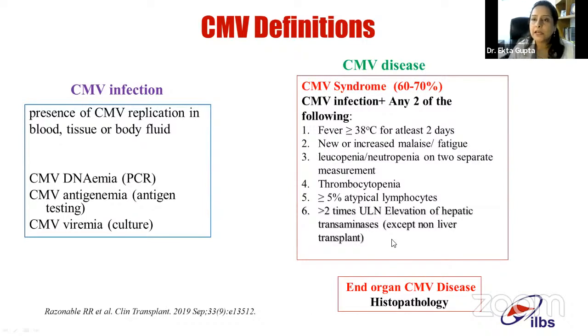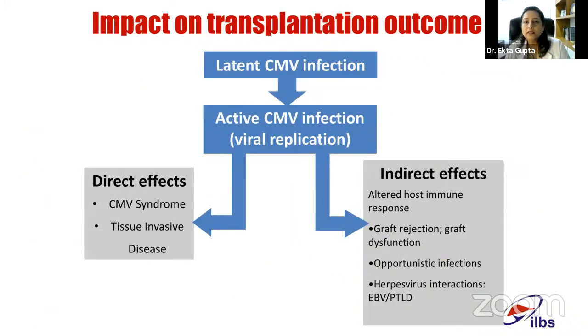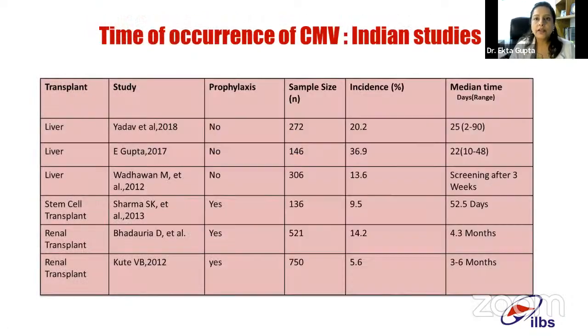End organ disease is when a particular site is characteristically involved. It can be CMV pneumonia, CMV retinitis, CMV GI tract infection. There you have to prove its presence in that tissue, and then we call it an end organ disease. CMV has direct effects because of the replication. But apart from it, it also causes a lot of indirect effects: it stimulates rejection, it is immunomodulatory, so it causes more opportunistic infection, and it also interacts with EBV replication, affecting the outcome.